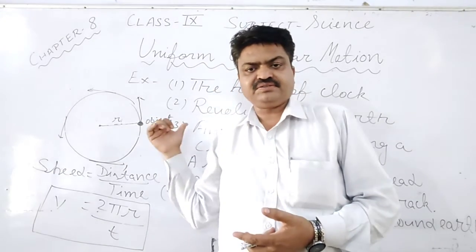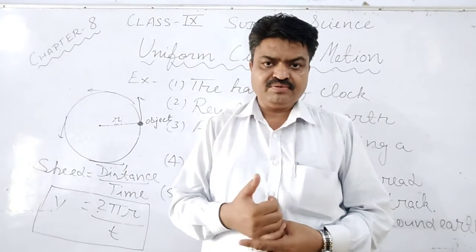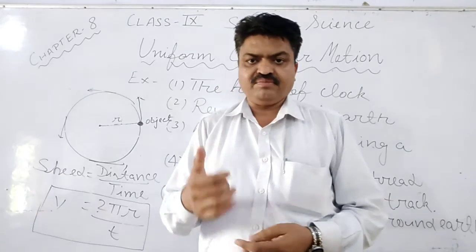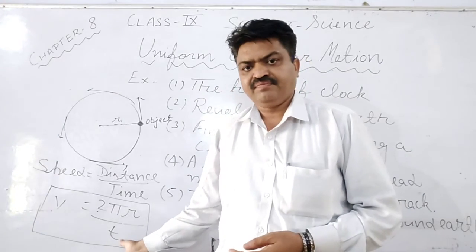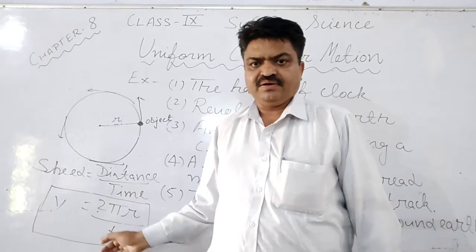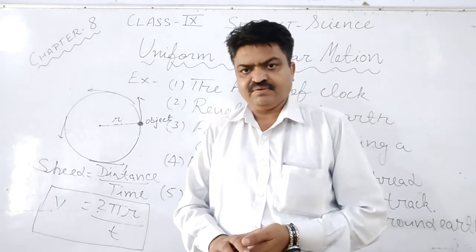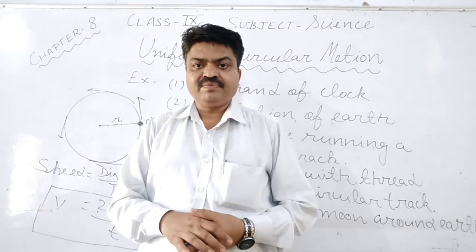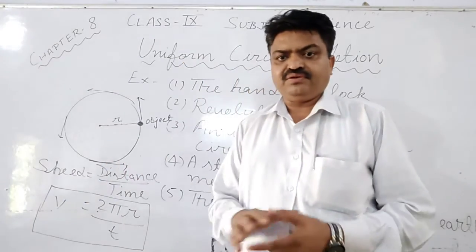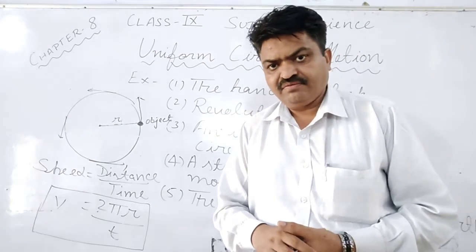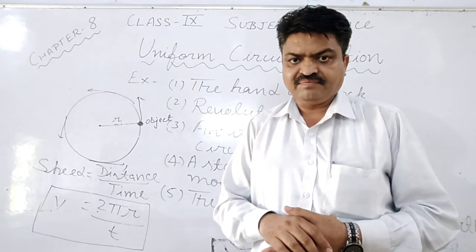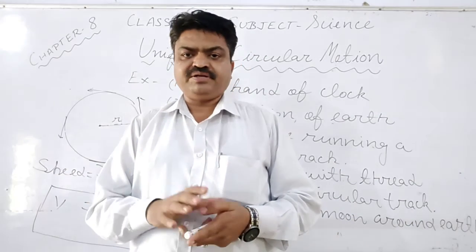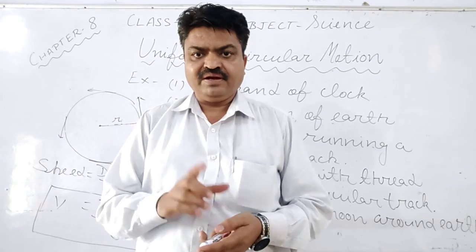Now you will write this important topic in your notebook, and you will also try to solve the numericals related to this formula, that is 2 pi r upon t. It is the formula of uniform speed in case of a circular path. So that is about uniform circular motion. Now we have covered this chapter completely, and you will do all these topics in your notebook in neat and clean handwriting.